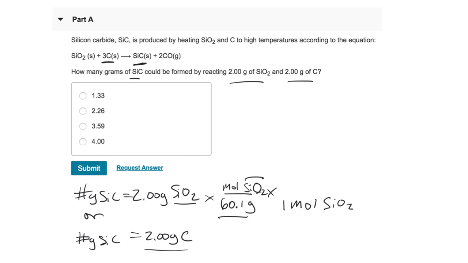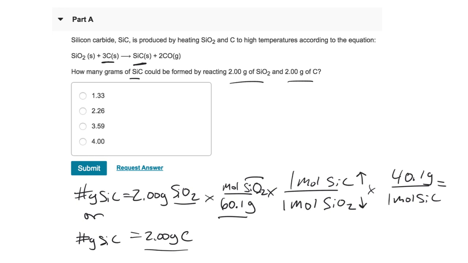So 1 mole of SiO2 is required to produce 1 mole of silicon carbide. If all the SiO2 converts to silicon carbide, so this is going away, this is forming, then 1 mole of silicon carbide would have a molar mass of 28.09 plus 12.01, so that's 40.1 grams. So 2 divided by 60.1 times 40.1. So it's 1.33 grams of product.